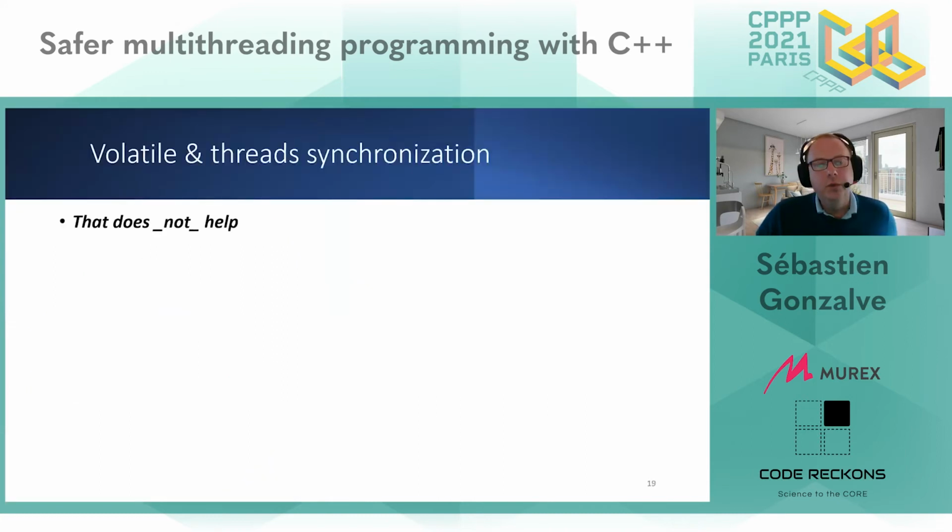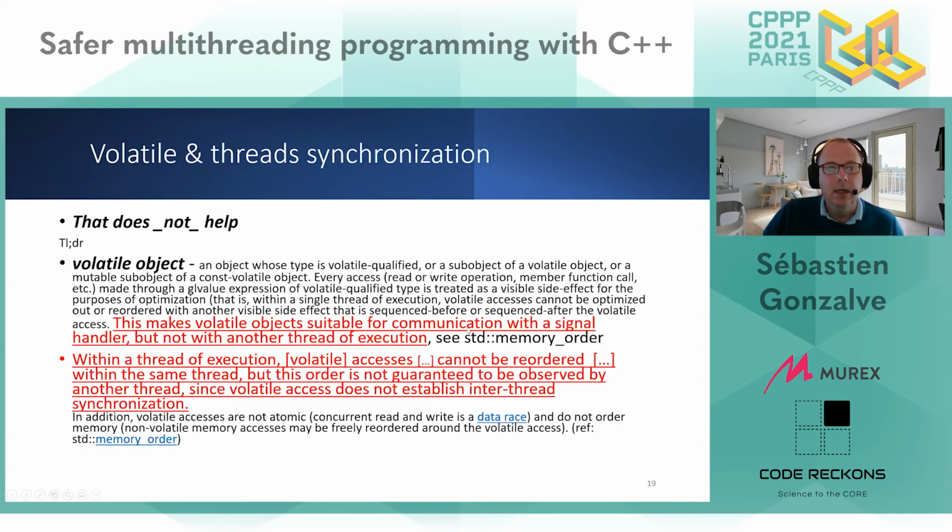At first, I just want to talk about volatiles. The short answer about volatiles and synchronization is that it does not help. It's very common to see code using volatile as a magic bullet in multi-threaded code just to have some kind of synchronization, and this does not help. So the long answer is here.